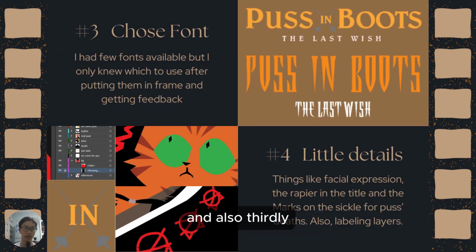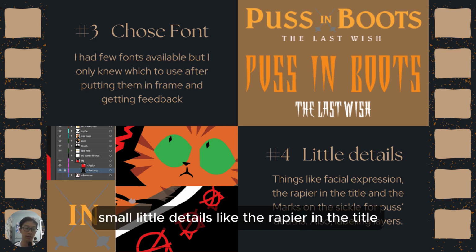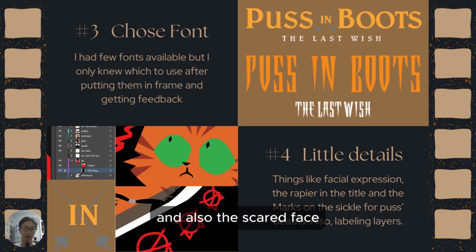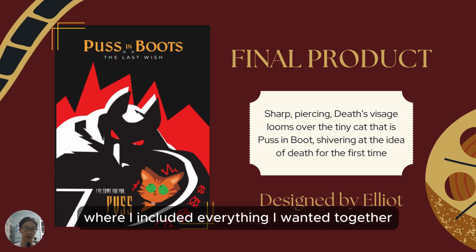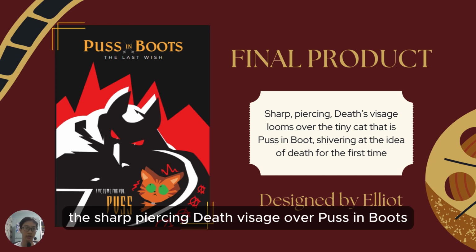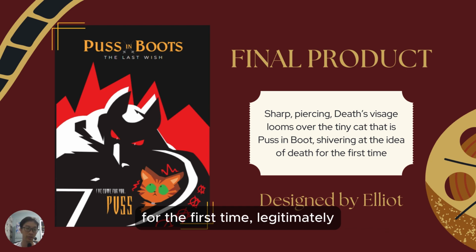And also thirdly, I chose my font, which is the iconic one, so that it's very recognizable. And I chose it over the scary one, but that one is also included when he says, "I've come for you, Puss." So fourth were like small little details, like the rapier in the title, the death marks, and also the scared face. And here's my final product, where I included everything I wanted together: the sharp piercing death visage over Puss in Boots, who's shivering at the idea that he might die for the first time, legitimately.